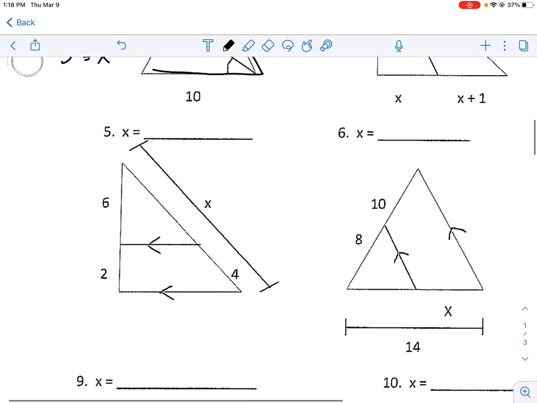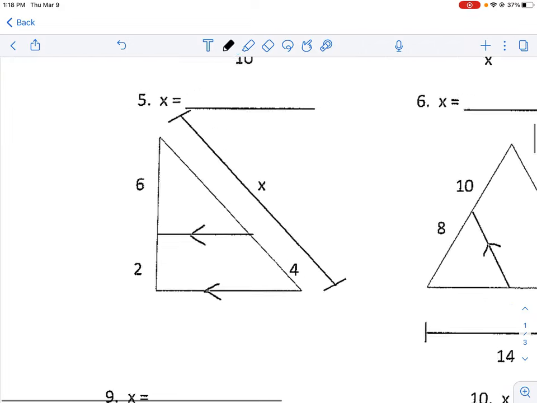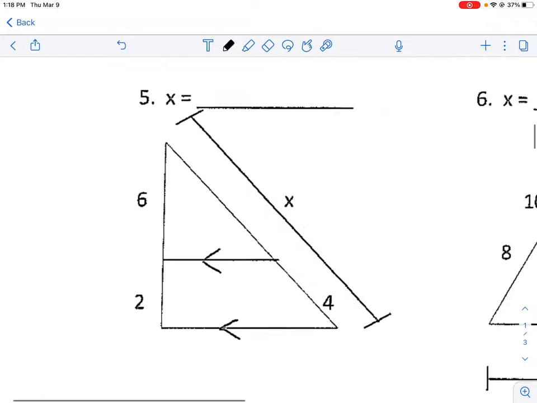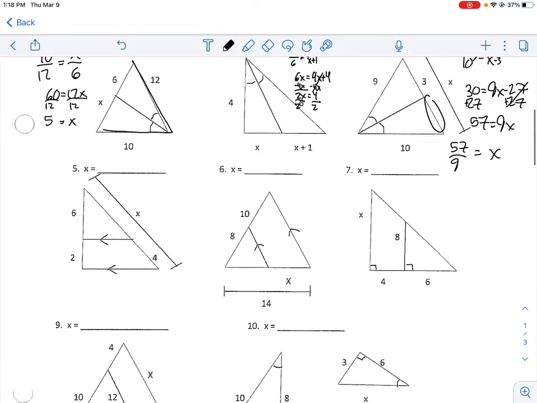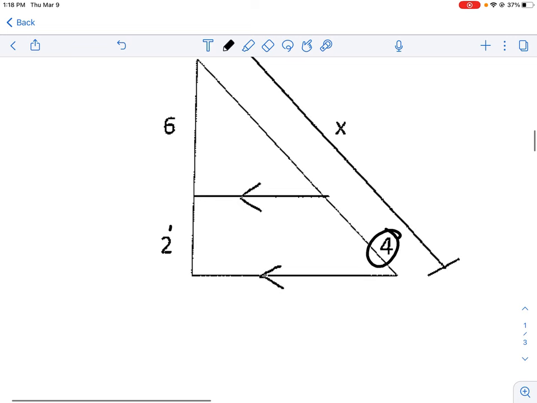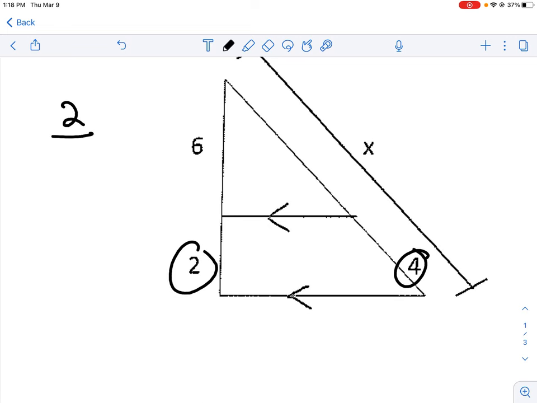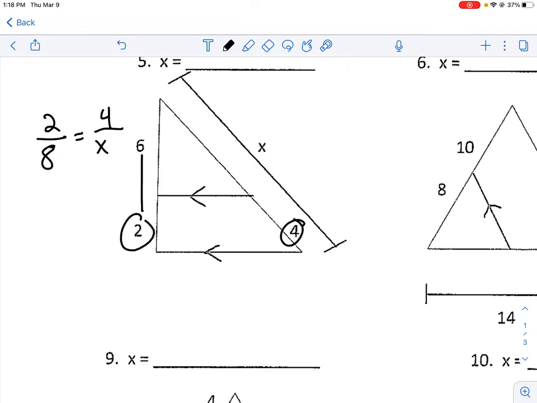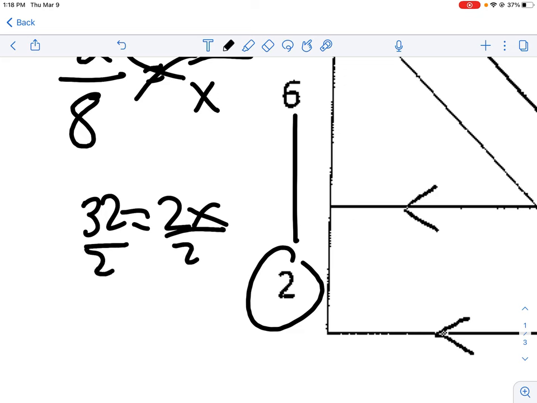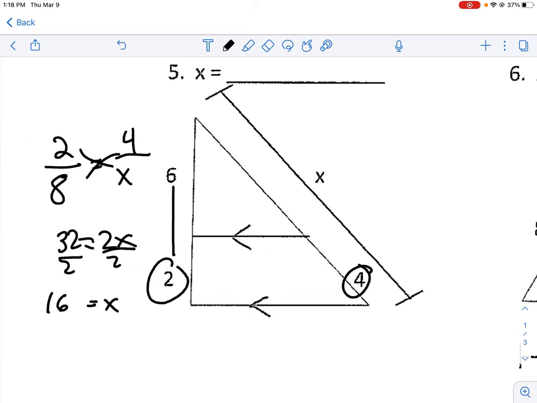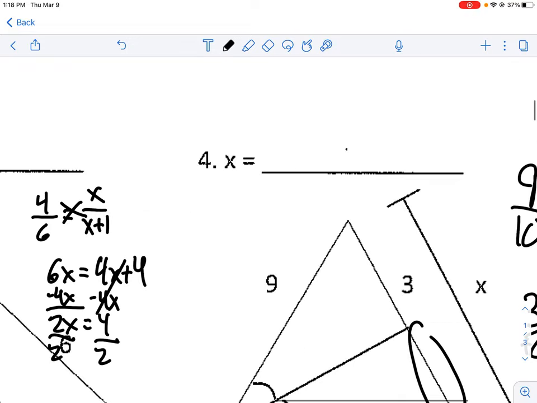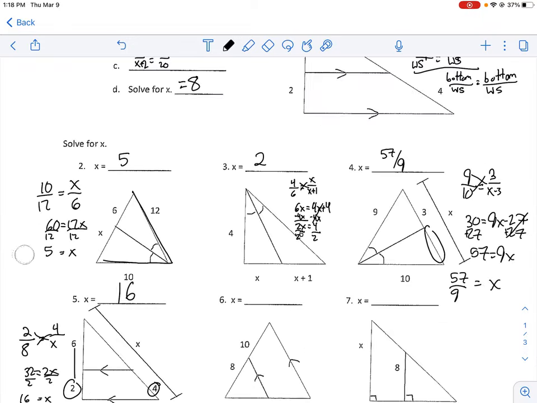Number 5, we're going to be doing a similar thing to number 1. So we're going to be setting up one of those proportions. I think the easiest here would be, it looks like it's primed for the bottom over whole side. So we got 2 over 8, right? 6 plus 2 is 8, is equal to 4, my bottom, over x, because x is my whole side. There you go, 4 over x. We can cross multiply, we get 32 is equal to 2x, and then divide by 2 on both sides, and we get x is equal to 16. All right.